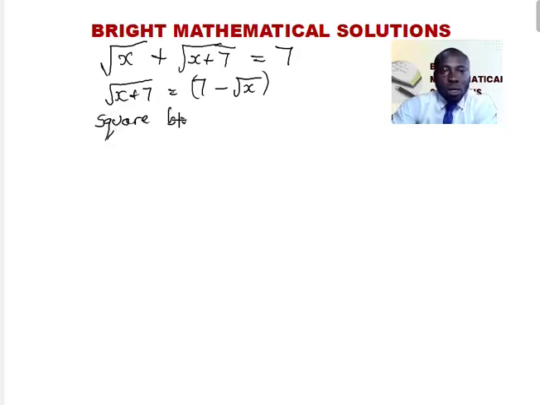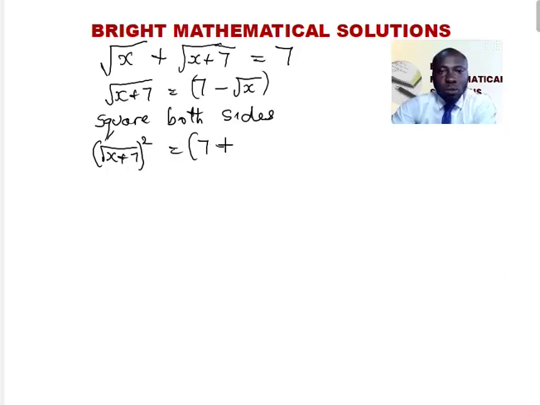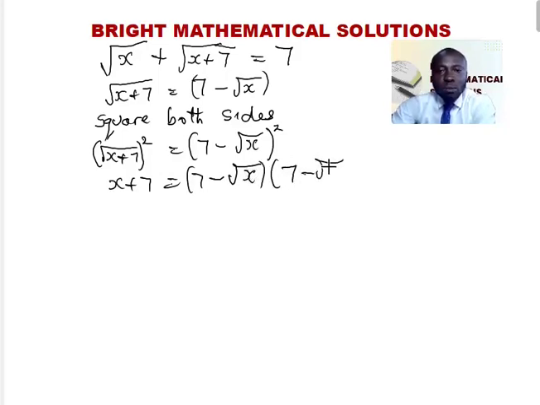Square both sides, so that we can remove the square root that is attached. So that will now become root x plus 7 raised to the power 2 equals 7 minus root x all raised to the power 2. So this square root will remove this square, and that gives us x plus 7. So we are going to separate this. That is 7 minus root x and 7 minus root x.